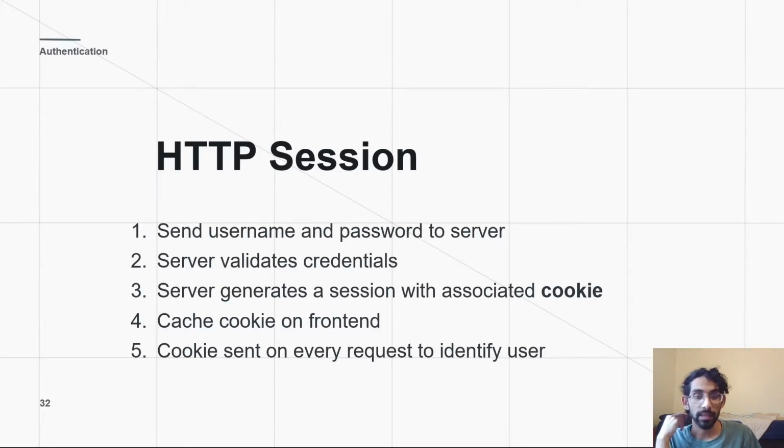The server validates it, and then instead of sending the user back, it sends a cookie back. The cookie is then cached on the front end, so now instead of storing, say, your whole username and password, you're just storing this cookie. And then the cookie is sent on every request to identify the user. What the backend can do is make the cookie expire whenever it wants, rather than having it just expire whenever you quit the browser.